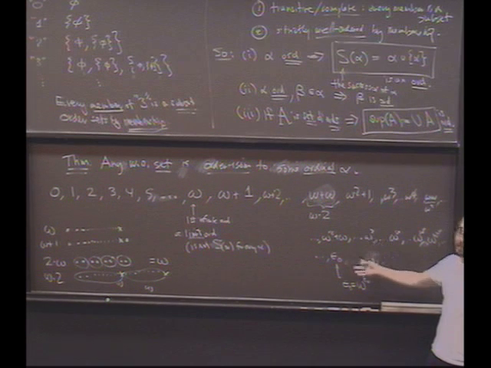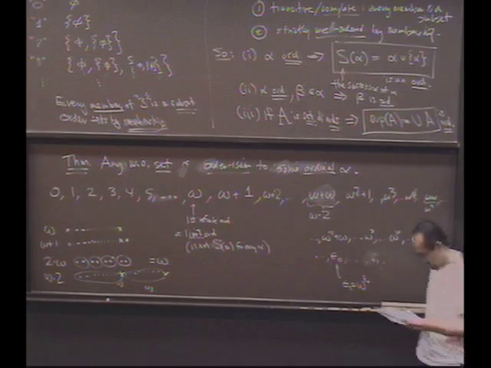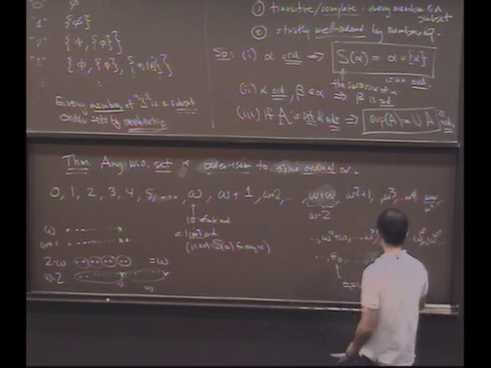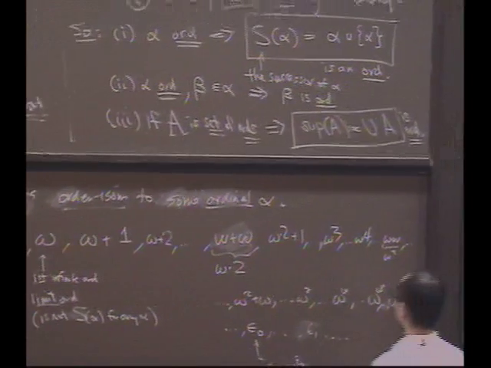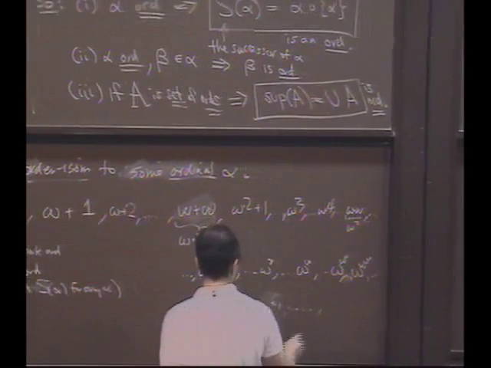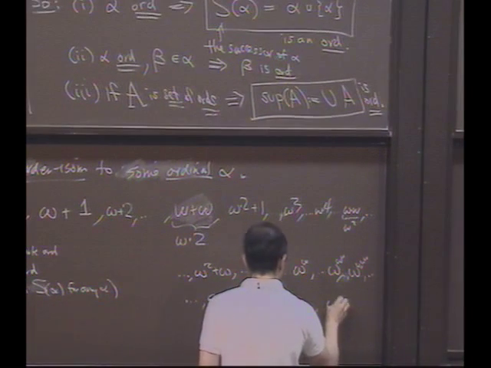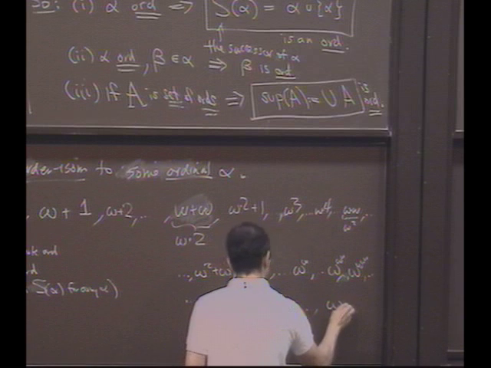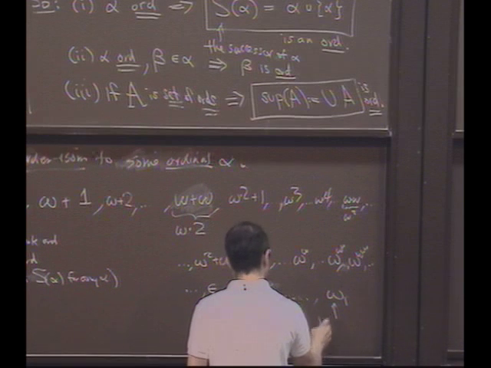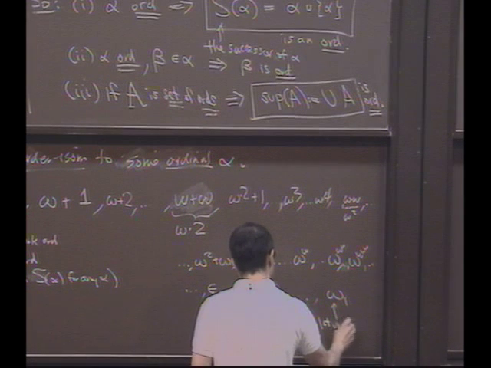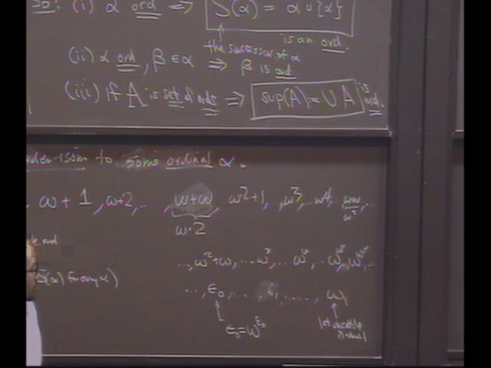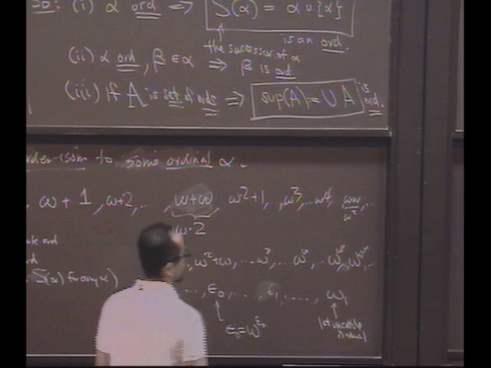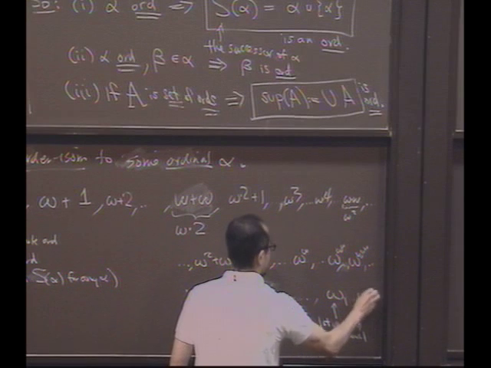These are all still countable ordinals. So eventually then, past all these, you get to the first uncountable ordinal, which we call omega 1. Okay. Then you can do omega 1 plus 1, et cetera, et cetera, et cetera, and keep going.